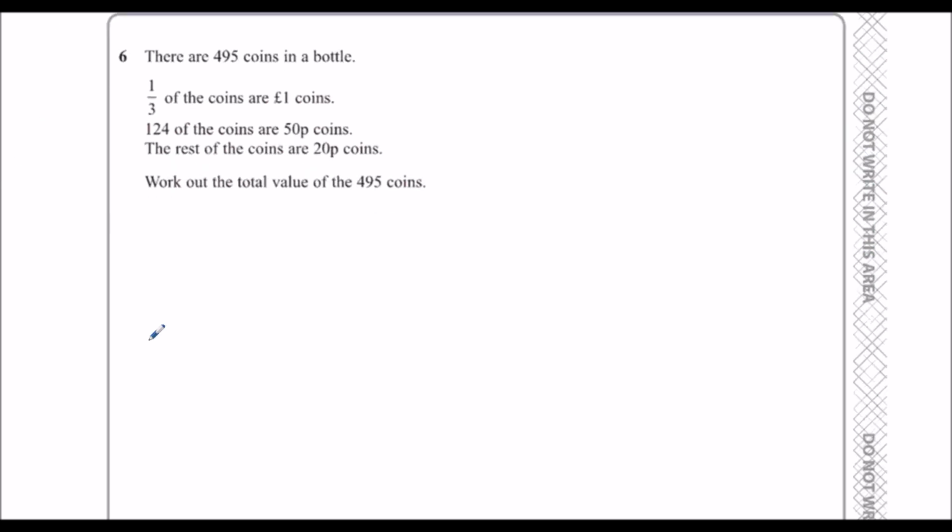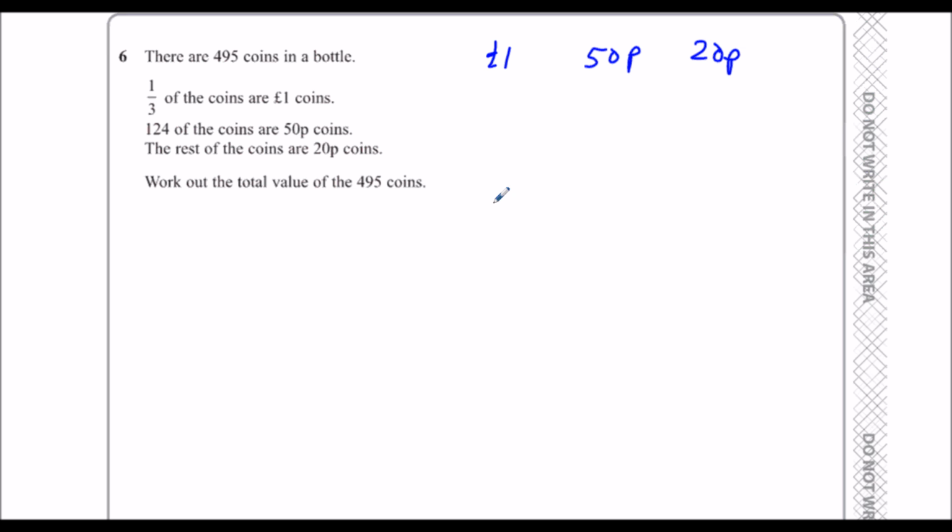Okay, question 6. There are 495 coins in a bottle. 1/3 of the coins are £1 coins. 124 of the coins are 50p coins. The rest are 20p coins. Work out the total value of the coins. So we're going to work out how many £1 coins we've got, how many 50p's we've got, how many 20p's we've got, and then we'll work out how much they're worth.